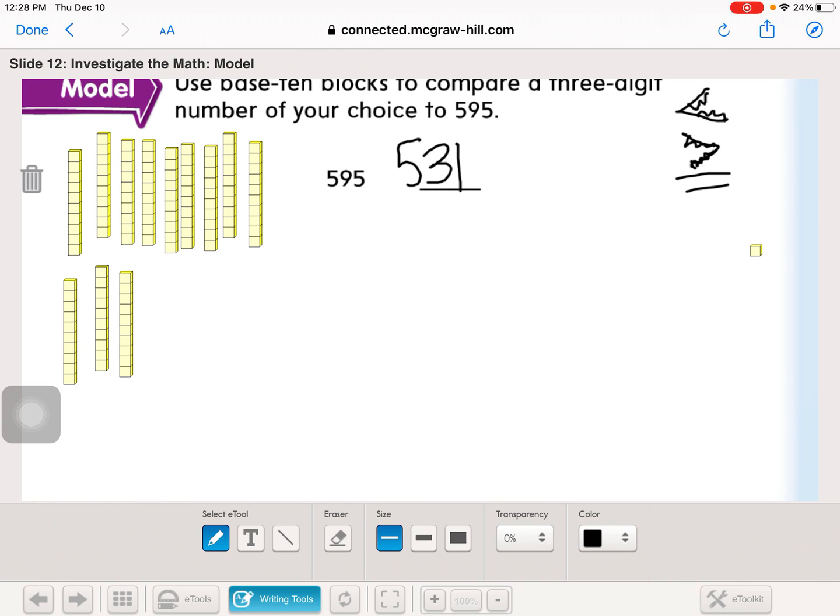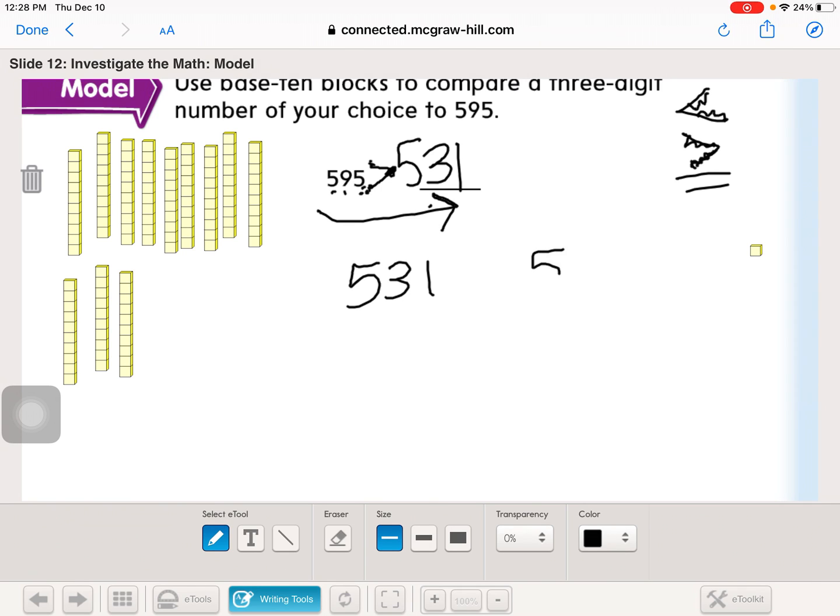So we don't even need to move on and look at the ones because we already know that 595 has more tens. So we're going to do the big alligator mouth towards 595. And because from left to right, the open big mouth is first and the little point at the back is second, we're going to read this as greater than. So 595 is greater than 531.